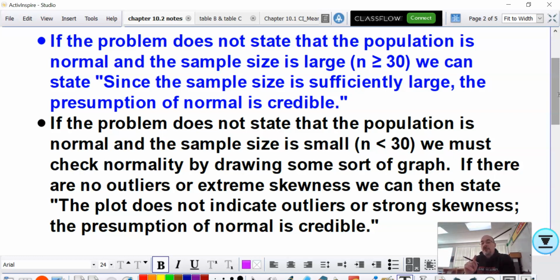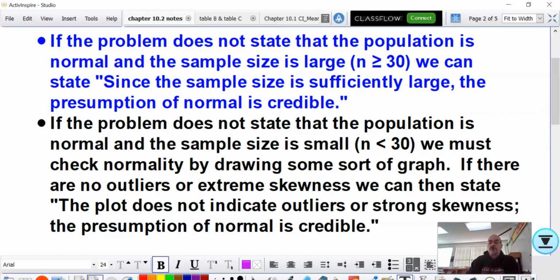If the problem does not state that the population is normal and the sample size is small, let's say less than 30, we must check normality by drawing some sort of graph. If there are no outliers or extreme skewness, we can then state the plot does not indicate outliers or skewness. The presumption of normal is credible. Again, that's just one way that you could state that.